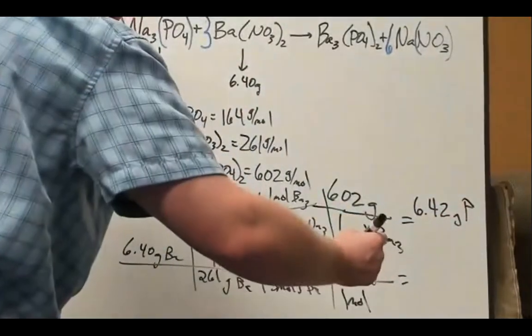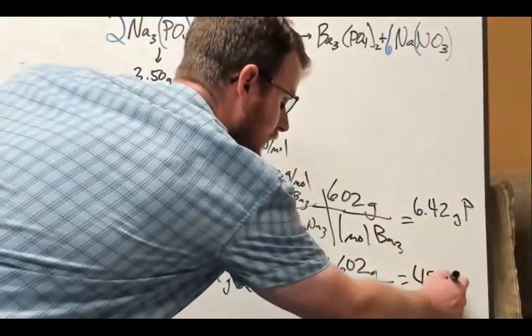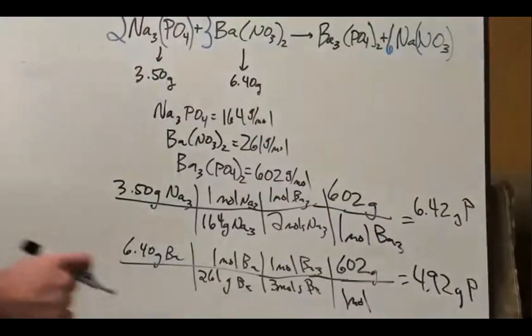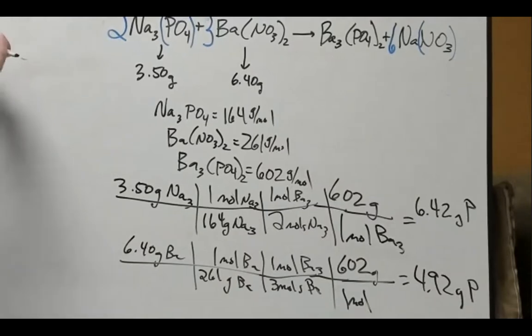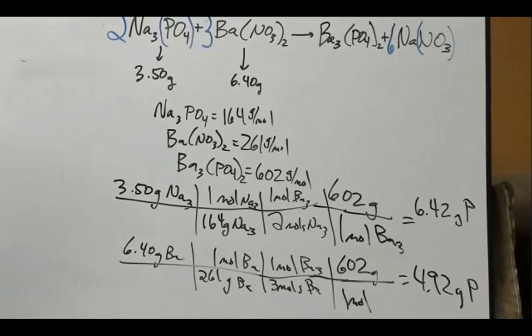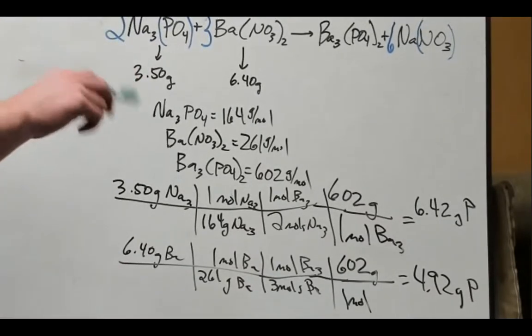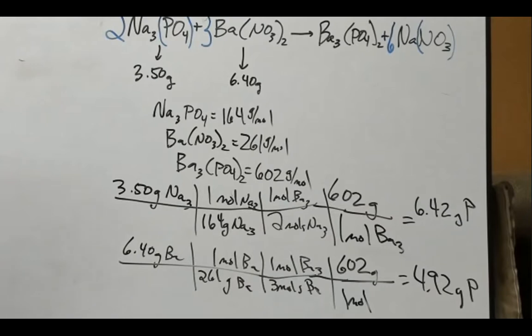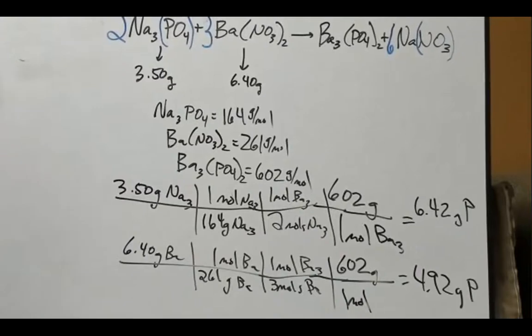And this one is 4.92 grams of product. Now, what I want you guys to tell me, 4.92, it's on the edge of the screen. I think you guys can see it. I want you to tell me which one is the limiting reagent. So we have 6.42 grams of product coming from the sodium phosphate, and we have 4.92 grams of product coming from the barium nitrate.